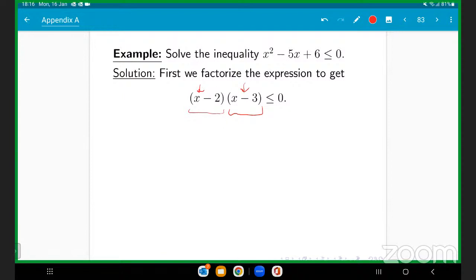For example, for one number x, x minus 2 could be positive, and for that same number x, x minus 3 is negative, in which case this entire thing would be a positive times a negative, which is a negative. Or it could have been the other way around. Both of them could have been negative, or both of them could be positive. And you see how these sign changes of each factor affect the sign of the entire expression. So you need to check this.